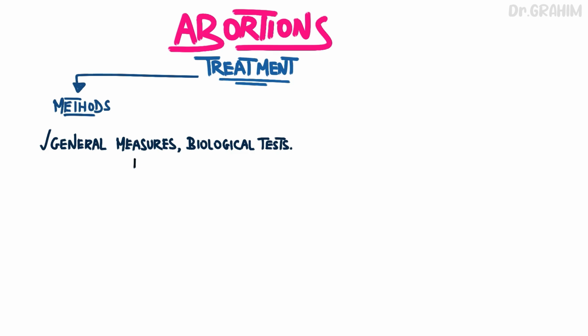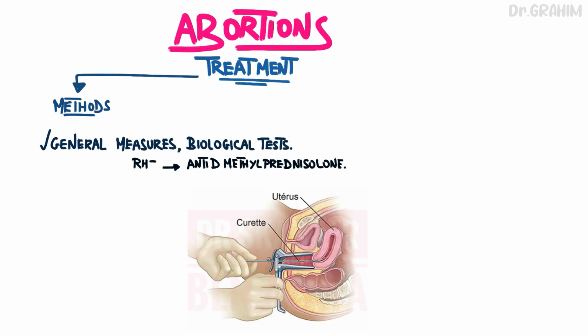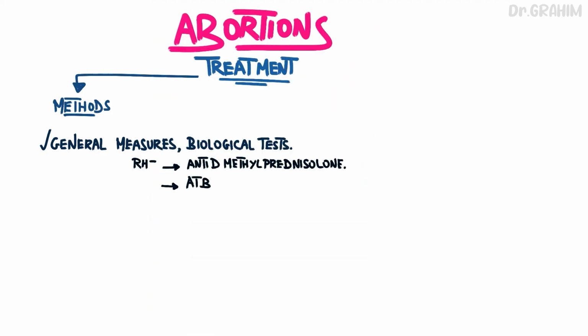In cases of Rh negative pregnancy, an anti-D injection is administered to prevent alloimmunization, thus avoiding complications in future pregnancies. And if instrumental procedures are necessary for the evacuation, antibiotics may be given to prevent any infections.